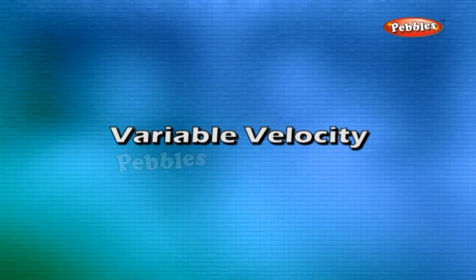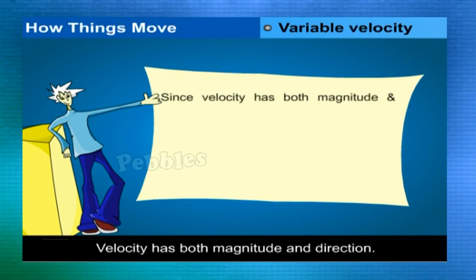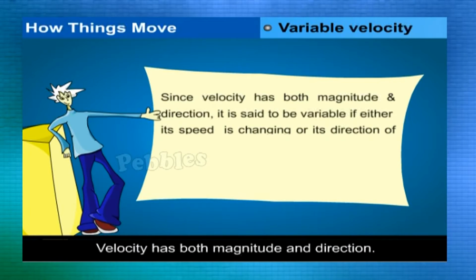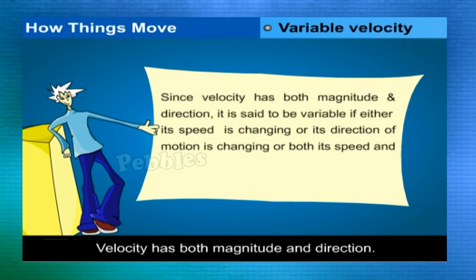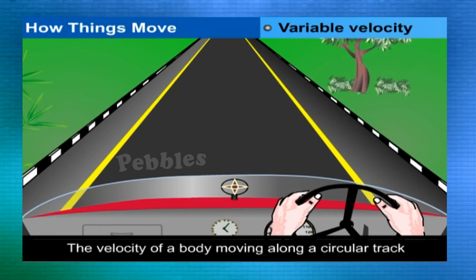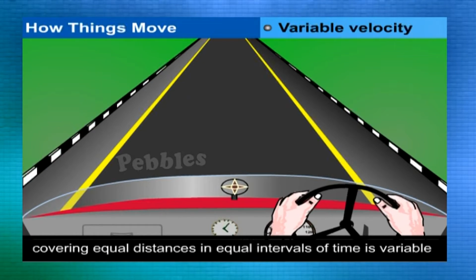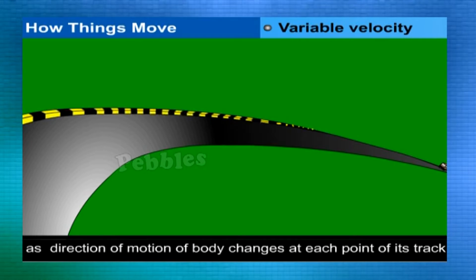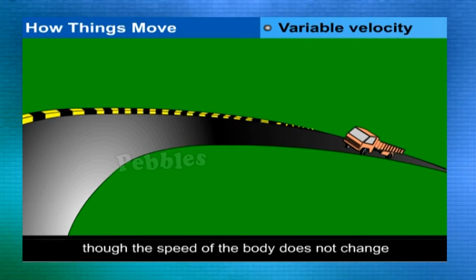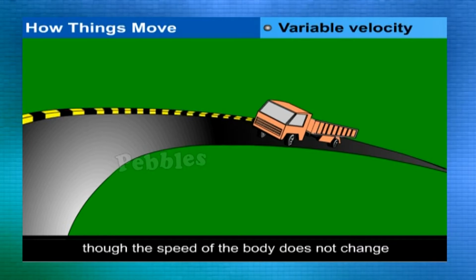Variable velocity. Since velocity has both magnitude and direction, it is said to be variable if either its speed is changing or its direction of motion is changing or both its speed and direction are changing. The velocity of a body moving along a circular track and covering equal distances in equal intervals of time is variable as the direction of motion of the body changes at each point of its track, though the speed of the body does not change.